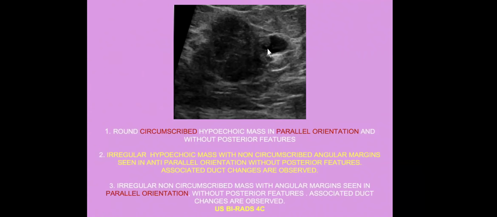No, ma'am. Okay. So we'll quickly describe it. Okay. What is the shape? It's irregular. It's hypoechoic, with non-circumscribed angular margins. Can you see these angles coming out? That one, that one, that one, that one. So angular margins seen in anti-parallel orientation. So this is the long axis, that's the skin surface. In anti-parallel orientation, no posterior features. Associated duct changes. You can see the extension of the tumor into the adjacent duct are observed. And that is the correct answer. It is not circumscribed, and that's why option 1 was not correct, and it is not in parallel orientation. So this is anti-parallel orientation.